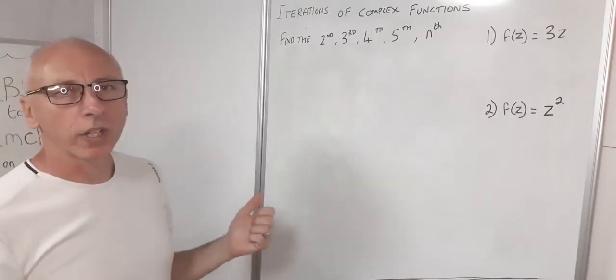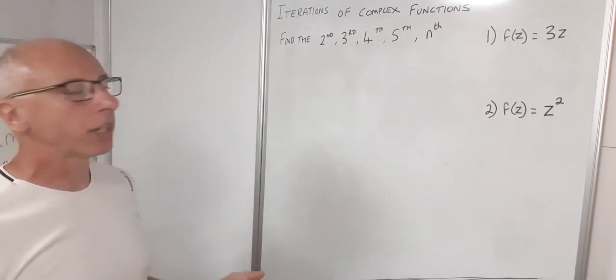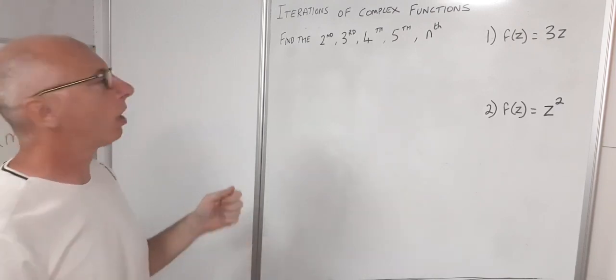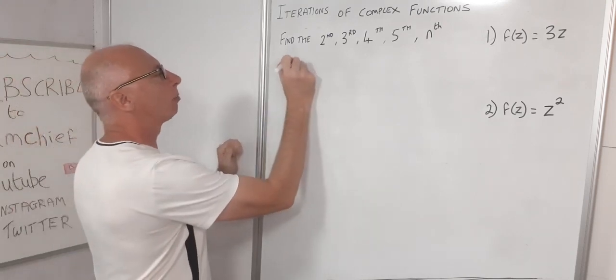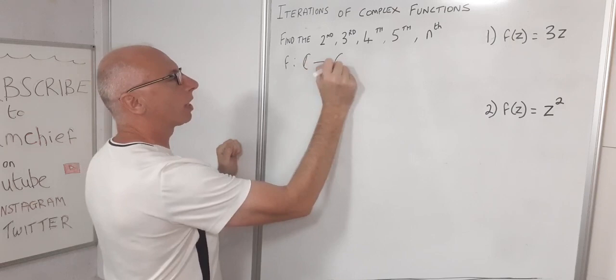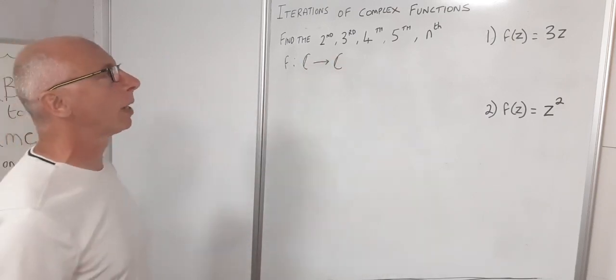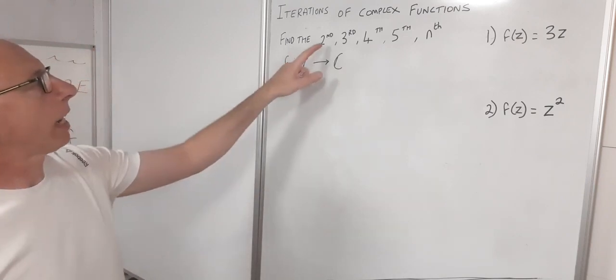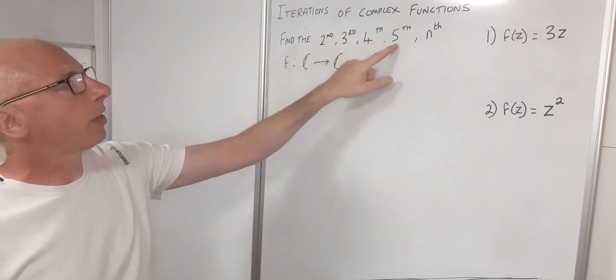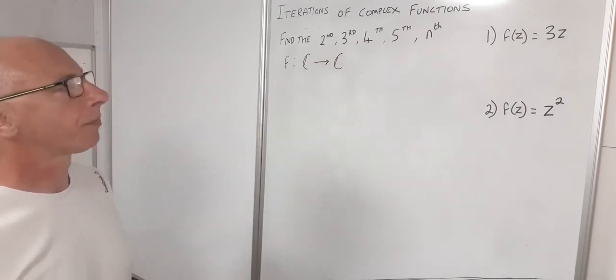So in this video we'll look at iterations of complex functions, where an iteration maps a complex number onto another complex number. So we can map it out, write it like this. So it maps one complex number to another complex number. We've been asked to find the second, third, fourth, fifth and the nth iteration of these functions.